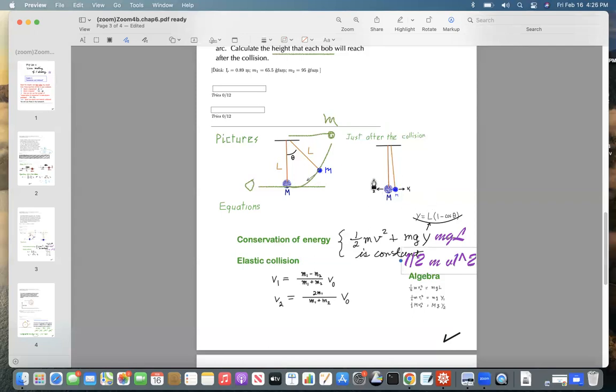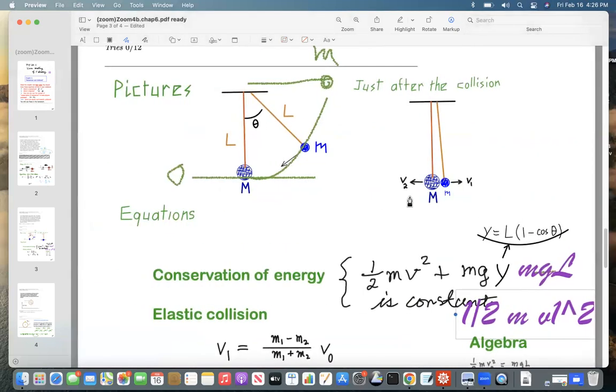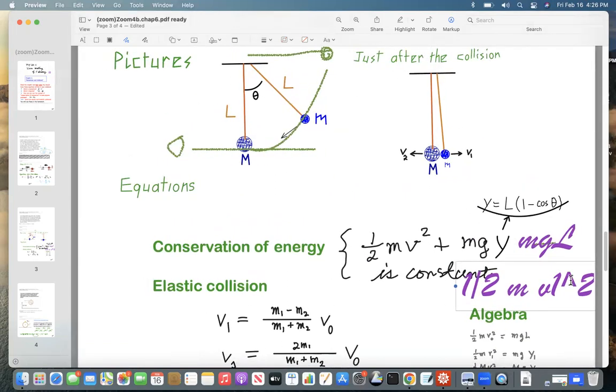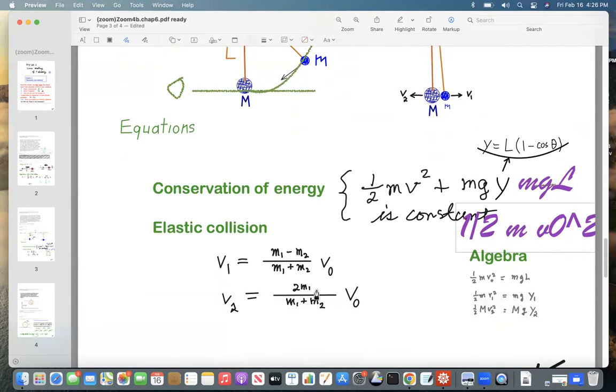Now I have a collision just like the collision I saw in the other problem. One particle at rest, that's capital M, one particle with a given velocity, and now I have an elastic collision. Actually, I better not call this V1. I better call this V0. That's the velocity just before the collision. So as it's swinging down, just before it collides, it has a velocity given by 1/2 m v0 squared equal to mgl by conservation of energy. So now I know V0.